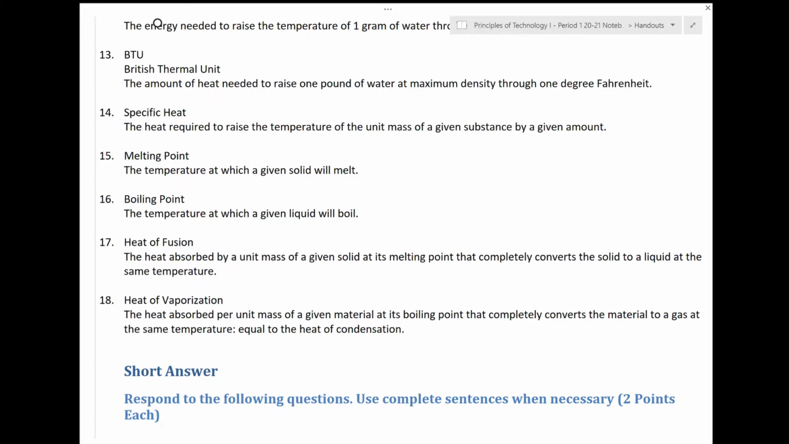Heat of fusion, the heat absorbed by a unit mass of a given solid at its melting point that completely converts the solid to a liquid at the same temperature. Heat of vaporization, the heat absorbed per unit mass of a given material at its boiling point that completely converts the material to a gas at the same temperature. We don't need to worry about this part.